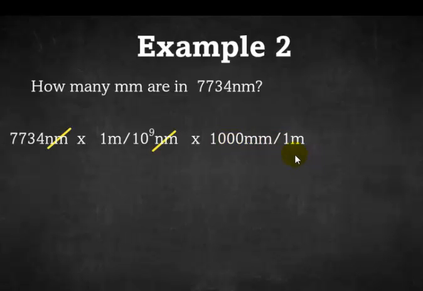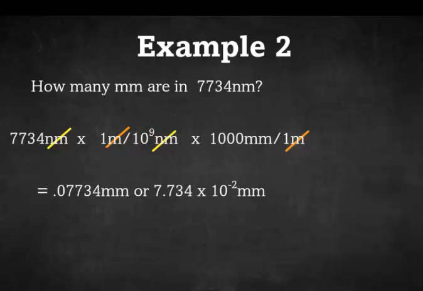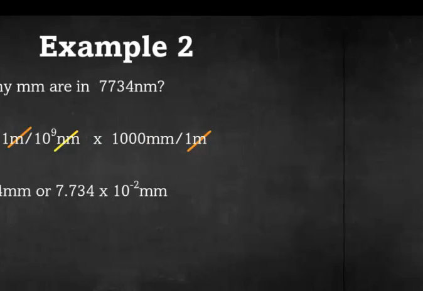So I look at what's been canceled out. I have my nanometers canceled. My meters are canceled. So I go 7,734 times 1 times 1,000. And then on the bottom, divide it by 10 to the 9th. And you end up with 0.007734 millimeters. And in scientific notation, 7.734 times 10 to the negative 3rd millimeters.